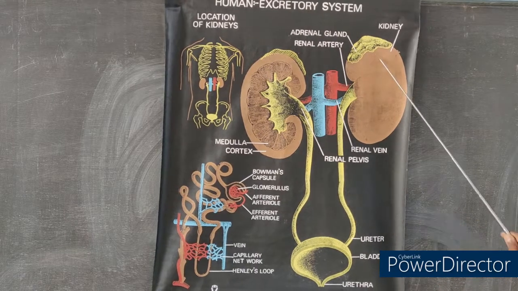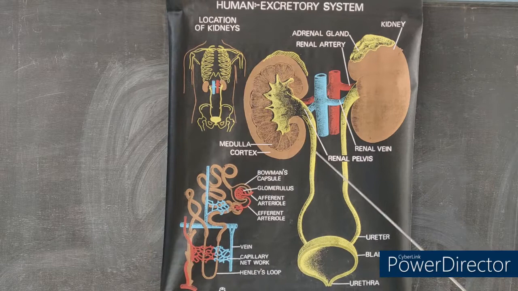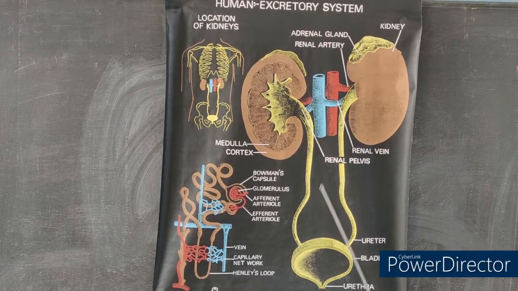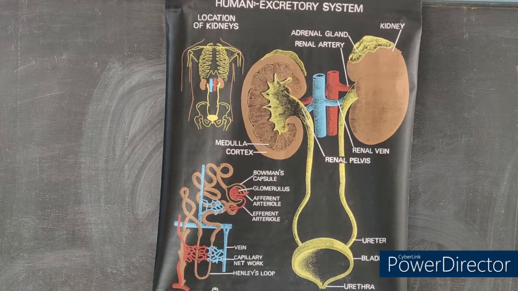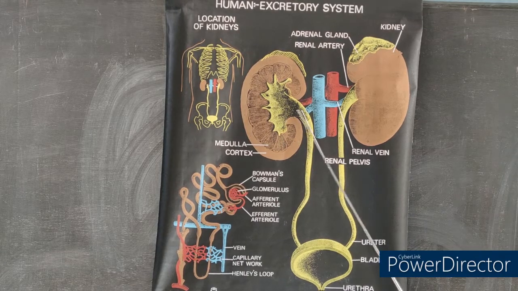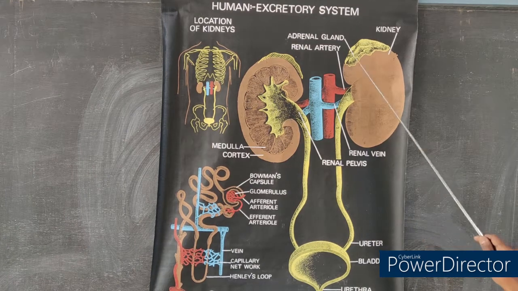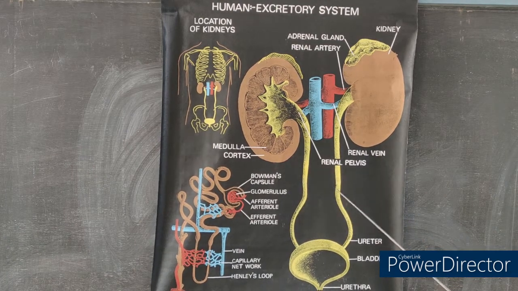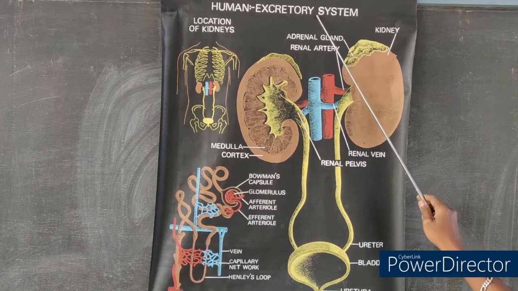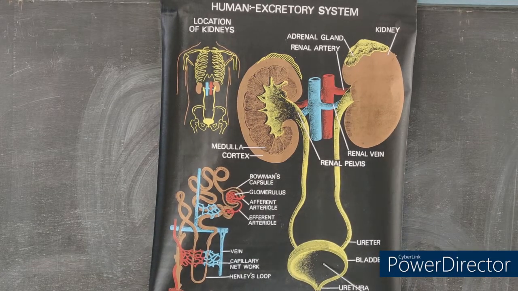So millions of nephrons will be found inside the kidneys, and they are involved in the excretion of nitrogenous waste from the blood. Again and again I repeat, the main function of kidneys, apart from excretion, is osmoregulation. So keep this in mind, osmoregulation. A pair of kidneys, a pair of ureters, urinary bladder and the urethra.